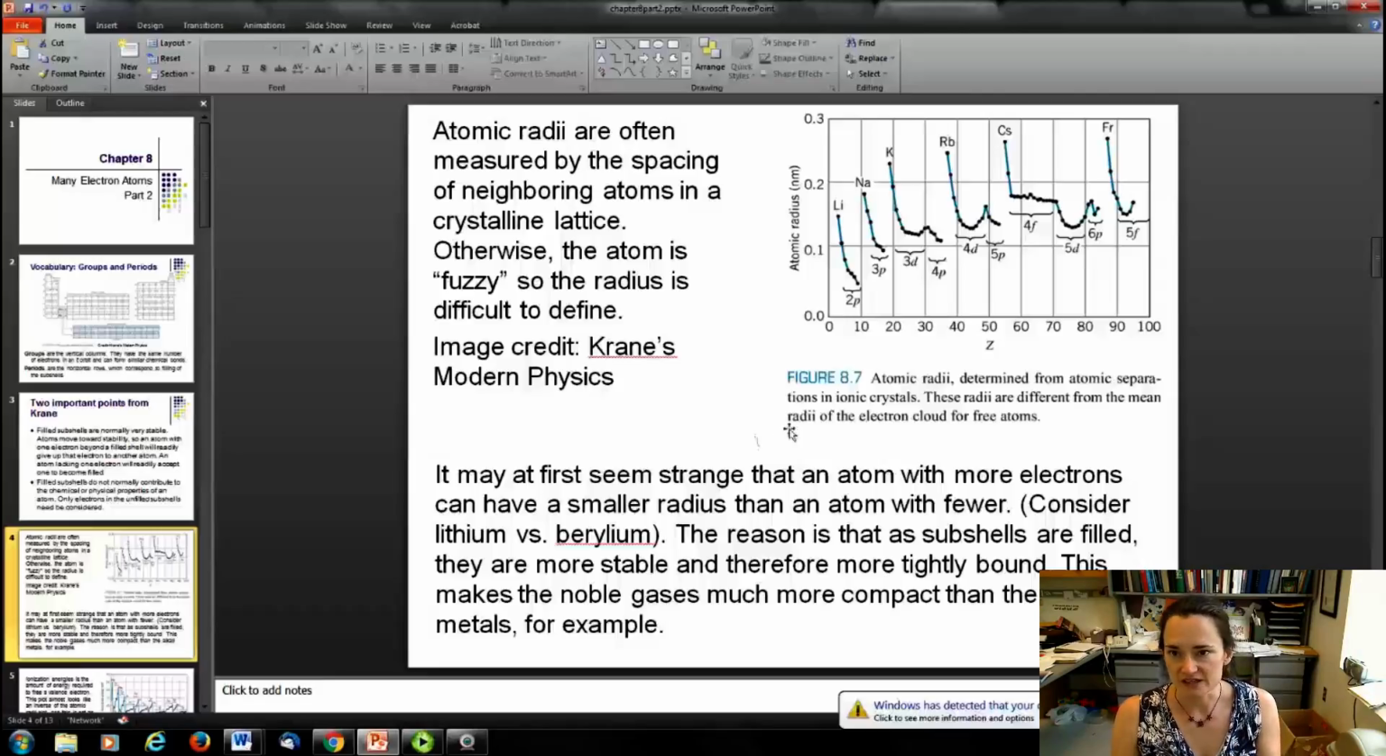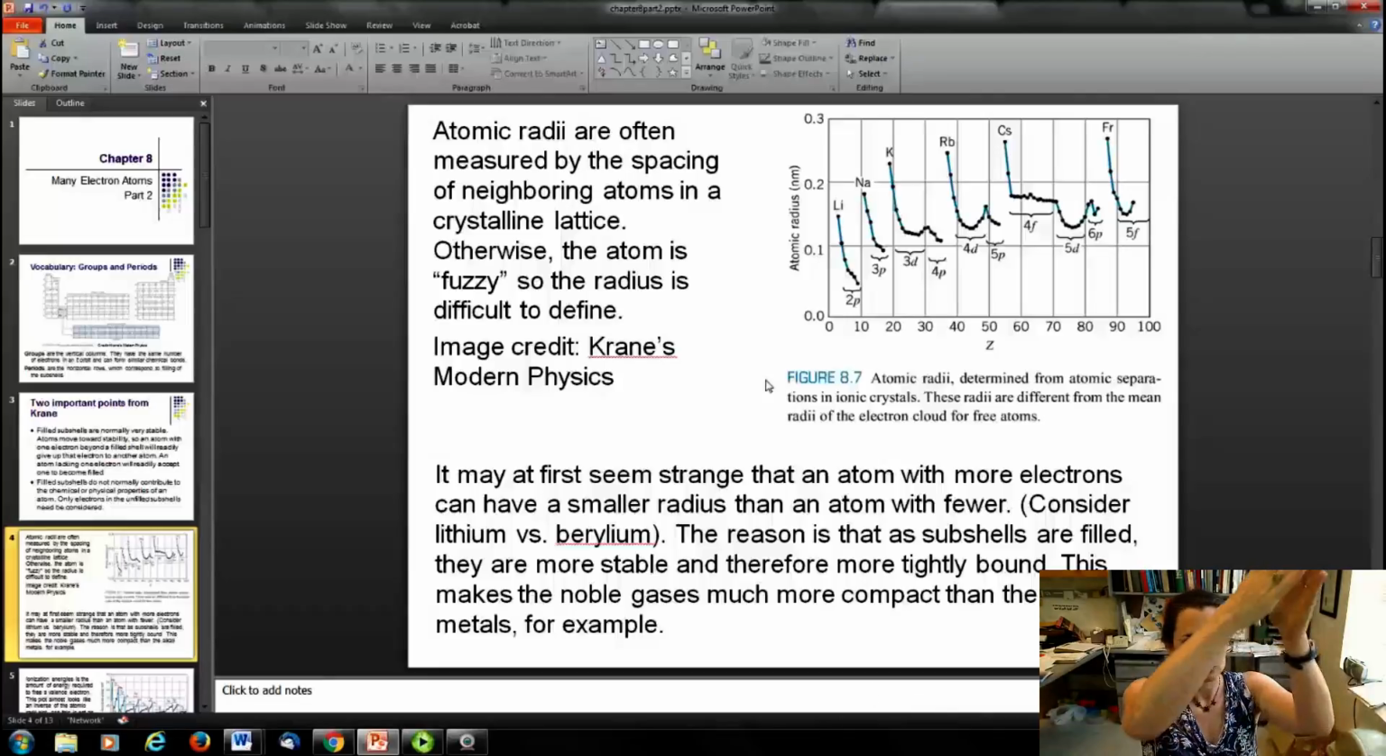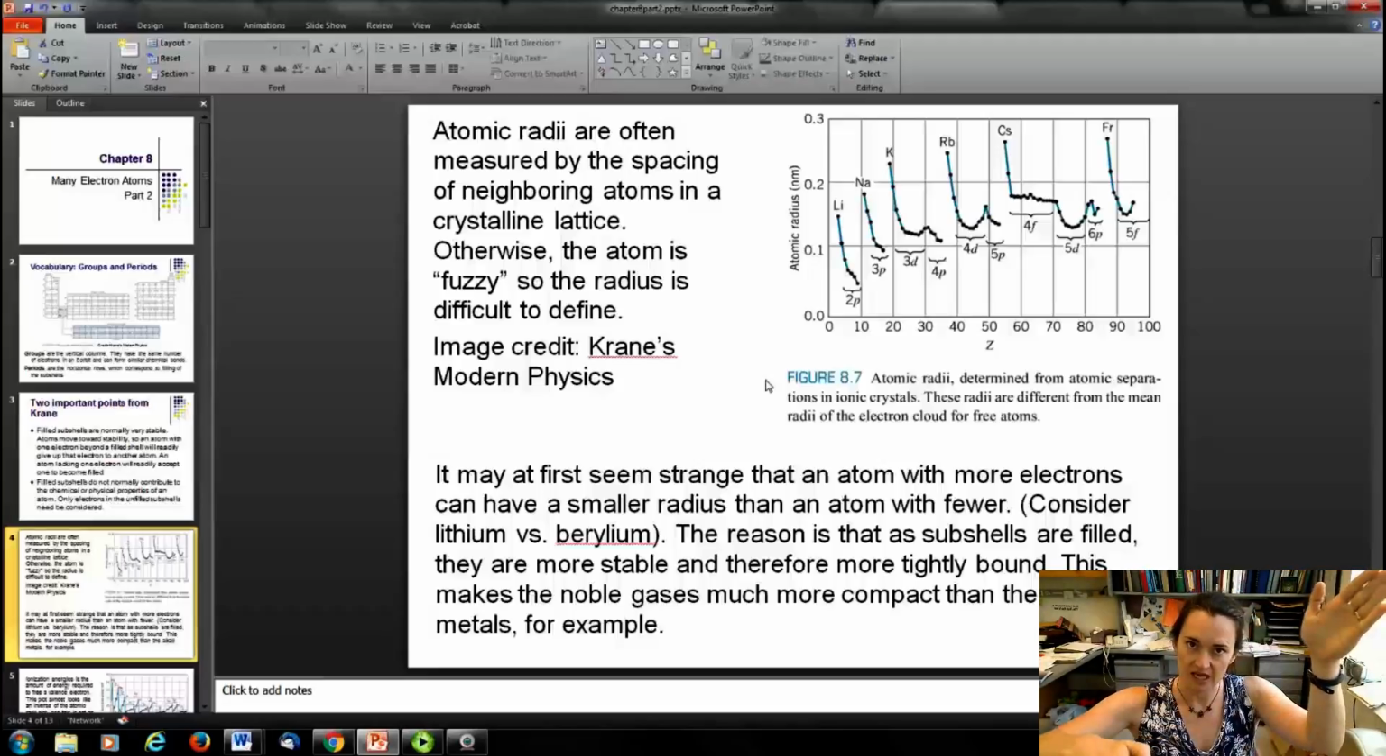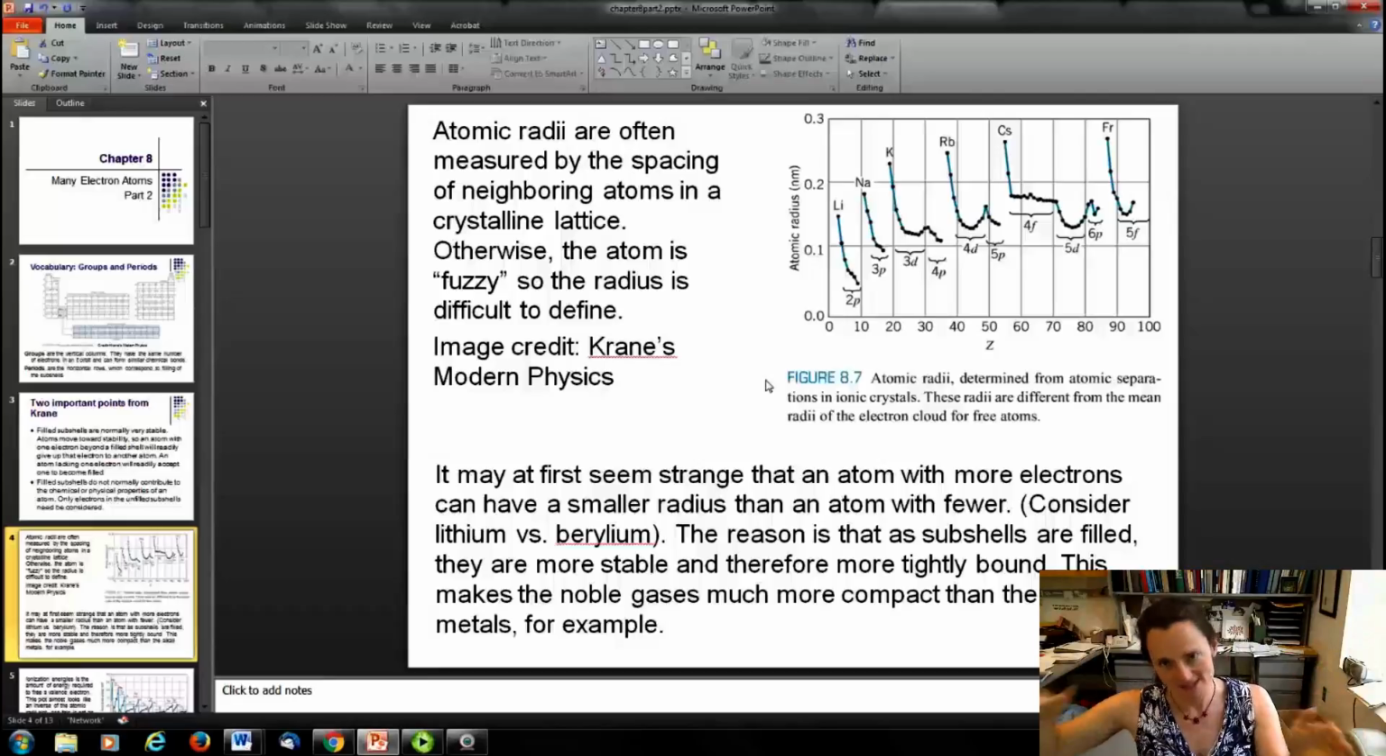Now, if you look at this, you can see in this plot that there's definitely a periodicity. As you start off in the period, in the row, you start with a very large value and it decays off to a small value, and then it picks up again in the next, and the next, and the next. Okay, so what's going on there?